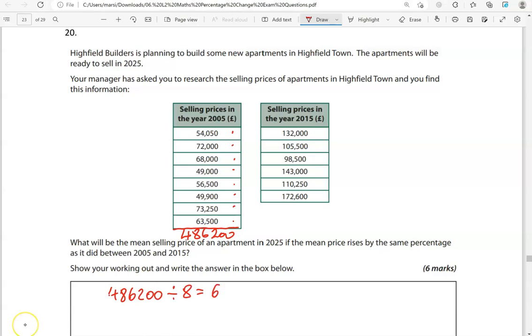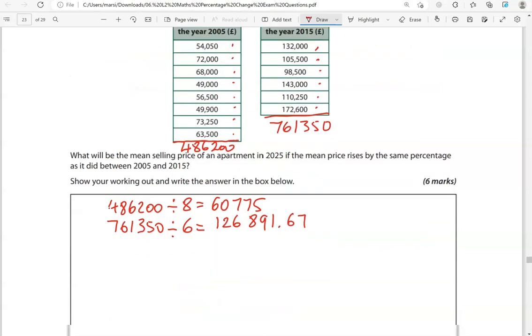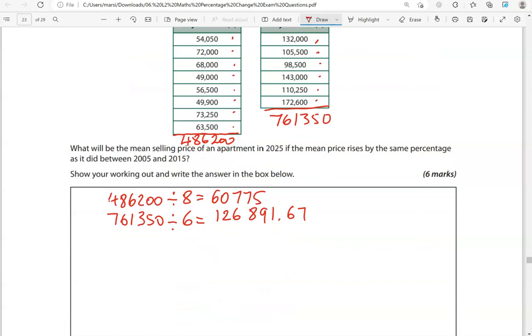Divided by 8, that gives us 60,775. Adding the selling prices for 2015 gives us 761,350, which we're going to divide by 6, and that gives us 126,891.67. So what is the difference? What is the increase?